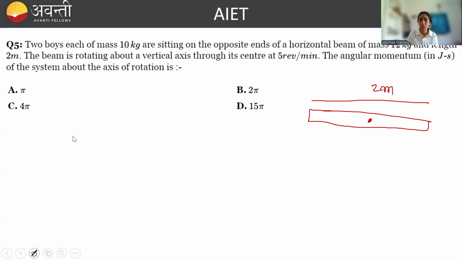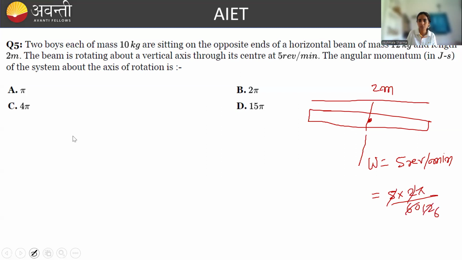The beam is rotating about a vertical axis through its center. It is rotating around this. And what is the value of omega? It is always suggested to write omega in radian per second because that is the SI unit. So this is your 5 revolution per minute. So this will be equal to 5 into 2 pi by 60. So pi by 6 radian per second, omega.